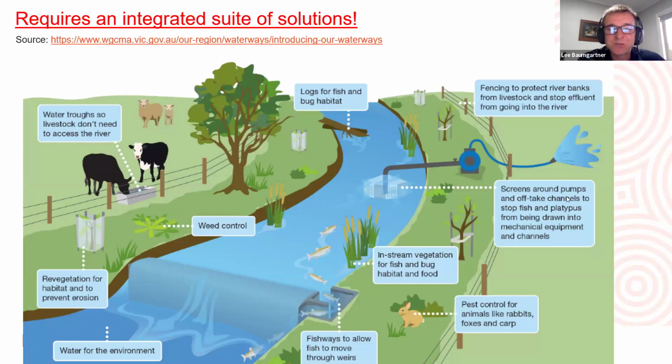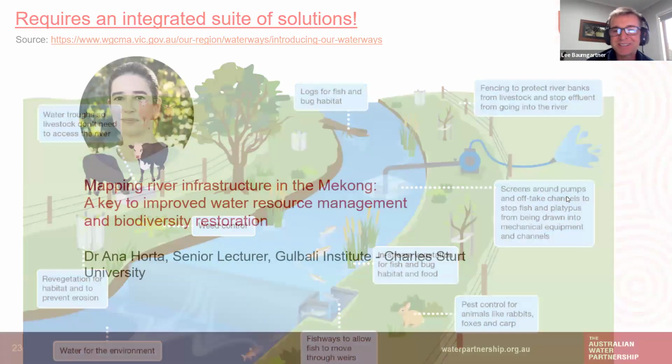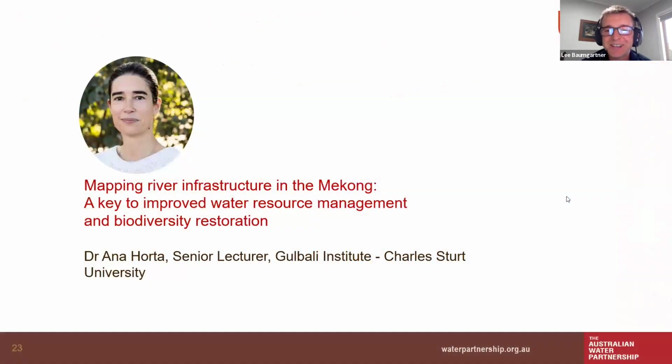But my role tonight was really to talk about how rivers are being impacted by river development and that there are solutions available. And I think that was my last slide, if someone could transition. Yes, and so thank you all. And I would like to now hand over to the next speaker, Dr. Anna Horter, who will talk a little more about the spatial implications of river development. So thank you all. Thank you, Lee.